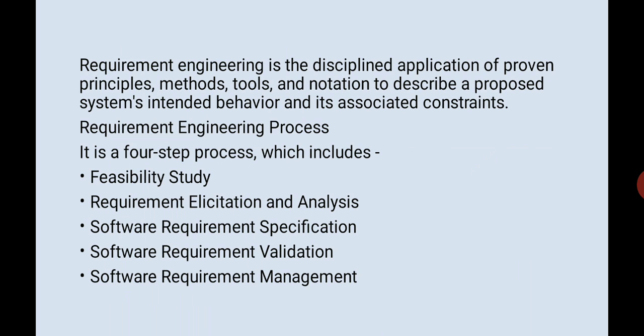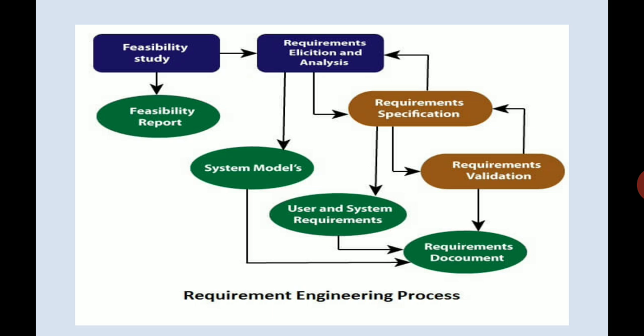Requirement engineering is the disciplined application of proven principles, methods, tools, and notations to describe a proposed system's intended behavior and its associated constraints. So it's a four-step process which includes feasibility study, requirement elicitation and analysis, software requirement specification, software requirement validation, and at the end, management. Feasibility study, requirement elicitation and analysis, requirement specification, and requirement validation.